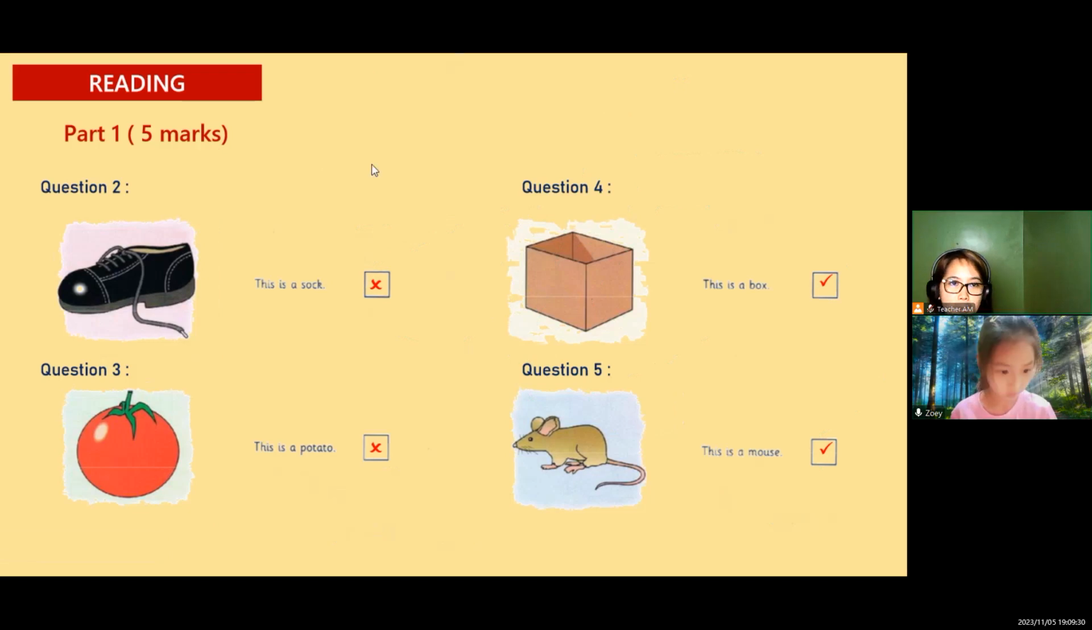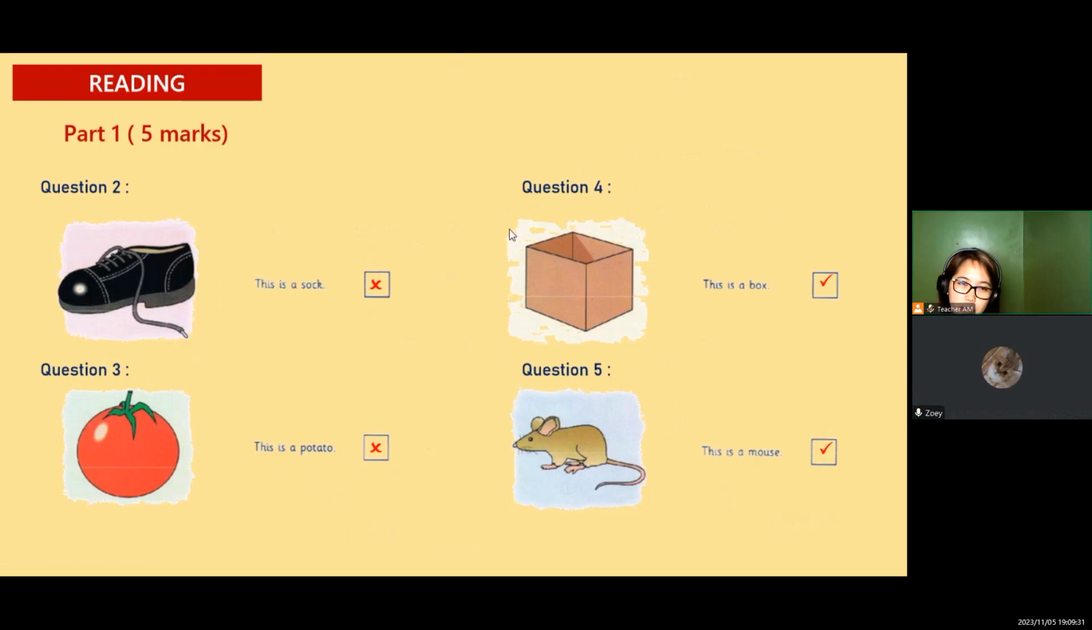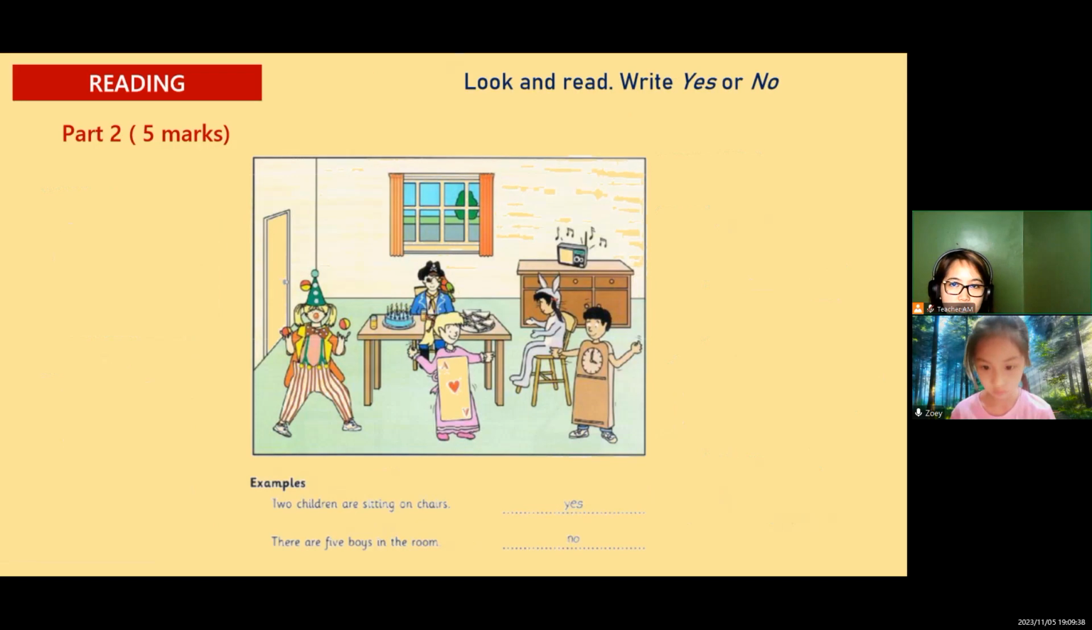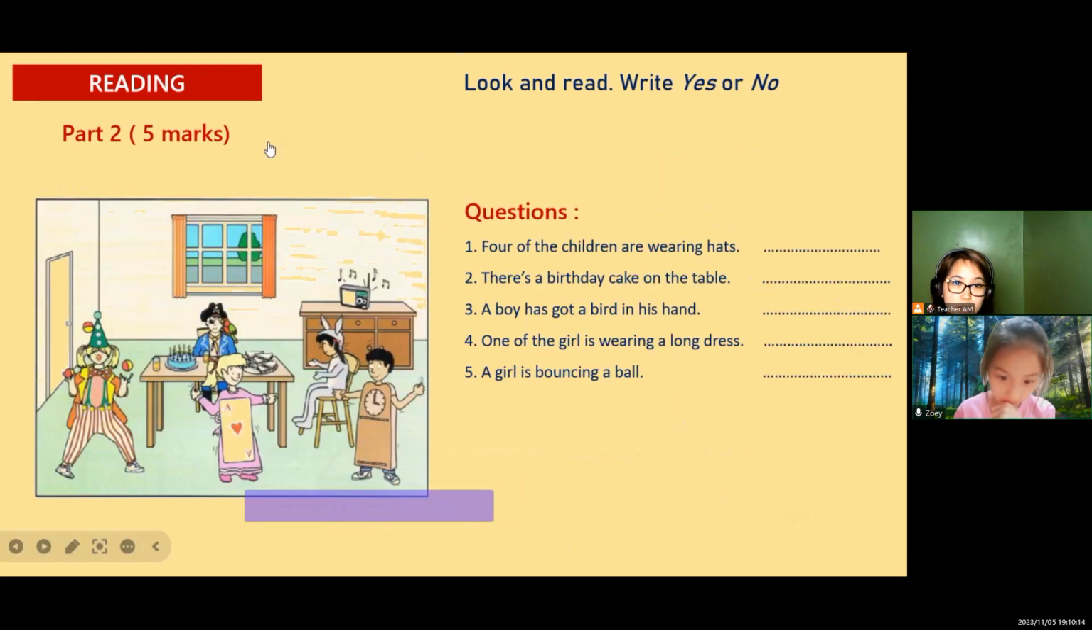Okay, now let's do part two. In part two, you read the sentence and you write yes if it's correct and no if it's not. There are two examples. Please read. Two children are sitting on chairs. Okay, yes or no? Yes. Very good. How about the second example?